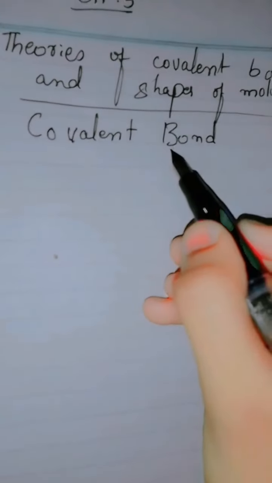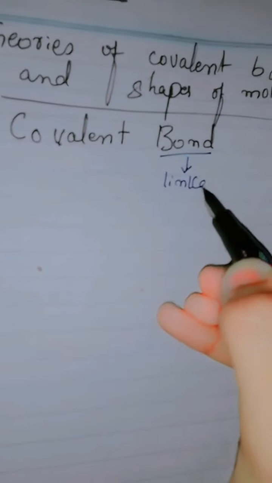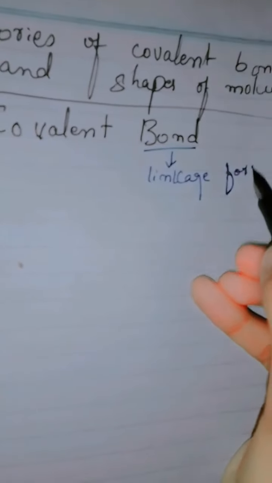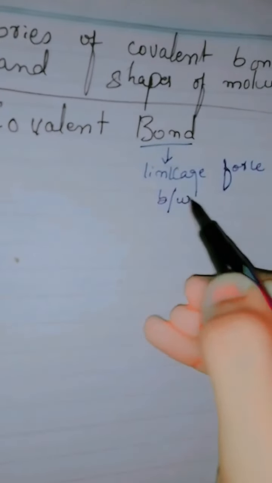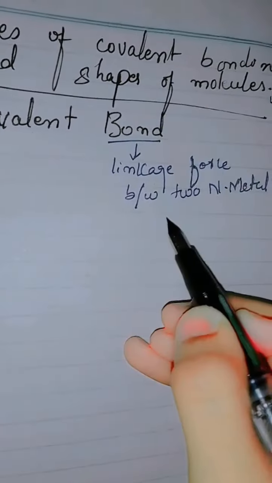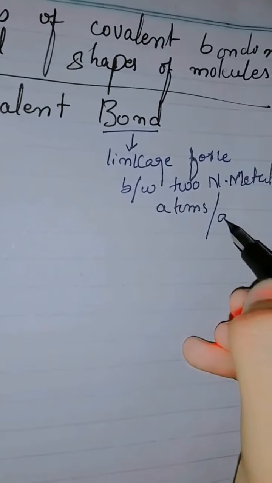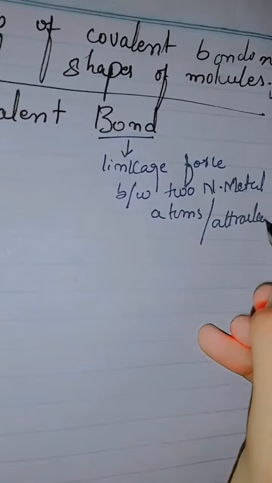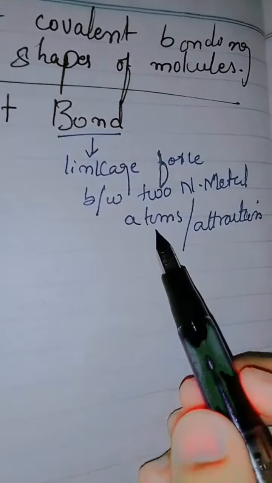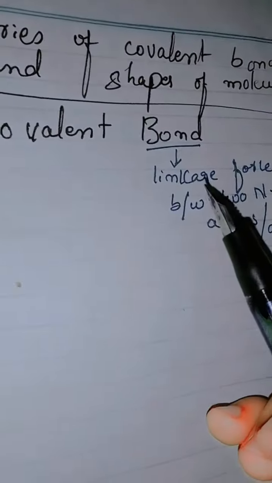Okay, so basically what is meant by bond? Bond is basically the linkage force between two non-metal atoms, or we can say the attractive force between two non-metal atoms, or we can say the linkage force between two non-metal atoms is called bond.